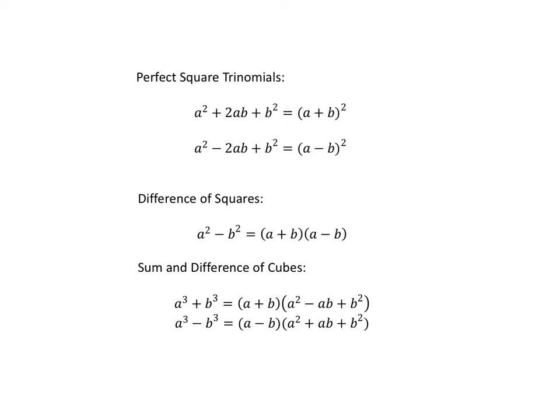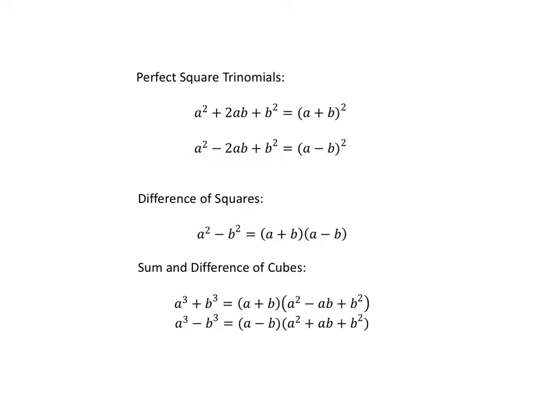I quickly want to go over some special cases. You have your perfect square trinomials, which you saw last time. A plus b quantity squared, this is what it looks like. You need to have this pattern memorized. A minus b quantity squared looks like this. You need to have it memorized.